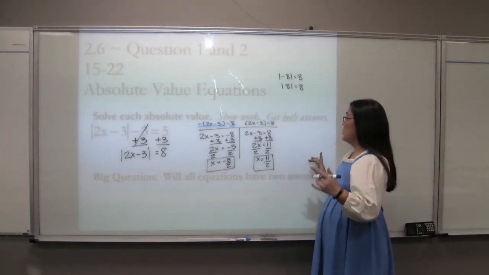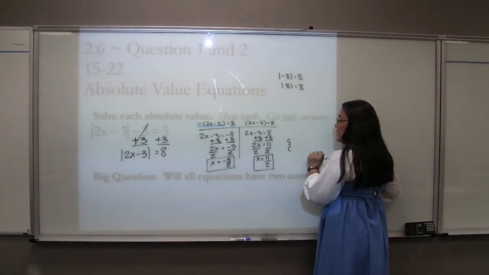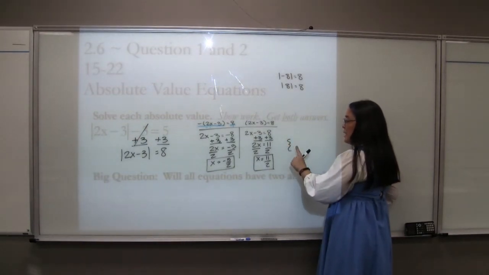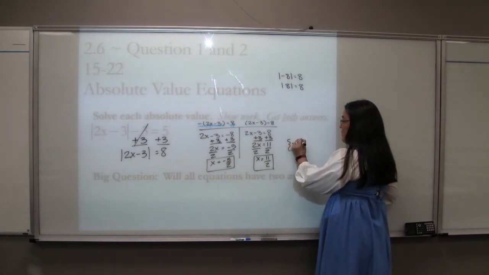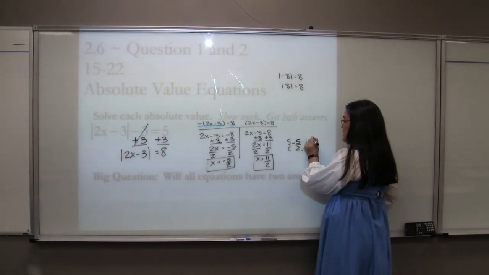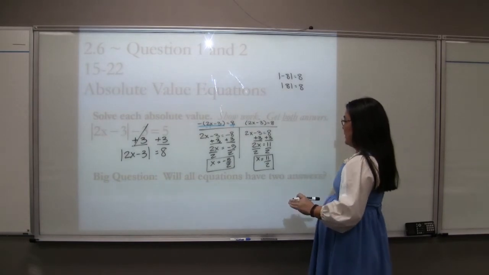And then also, at one point in time, the college classes asked for the answer to be written as a set, in which case, remember, sets have the squiggly braces. And we have negative 5 over 2, writing it in order from least to greatest. But we don't need this yet.